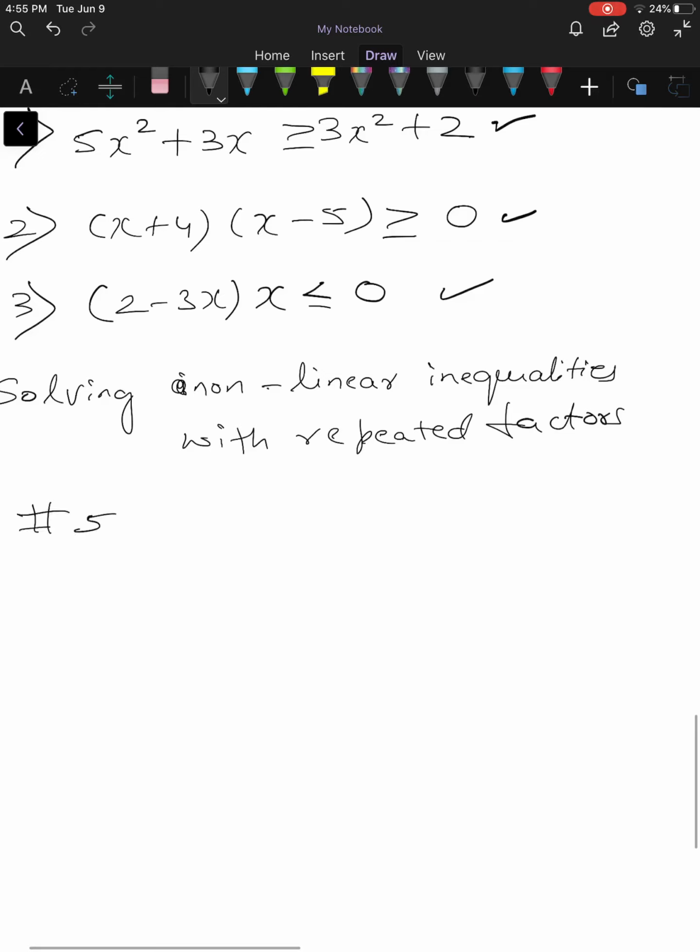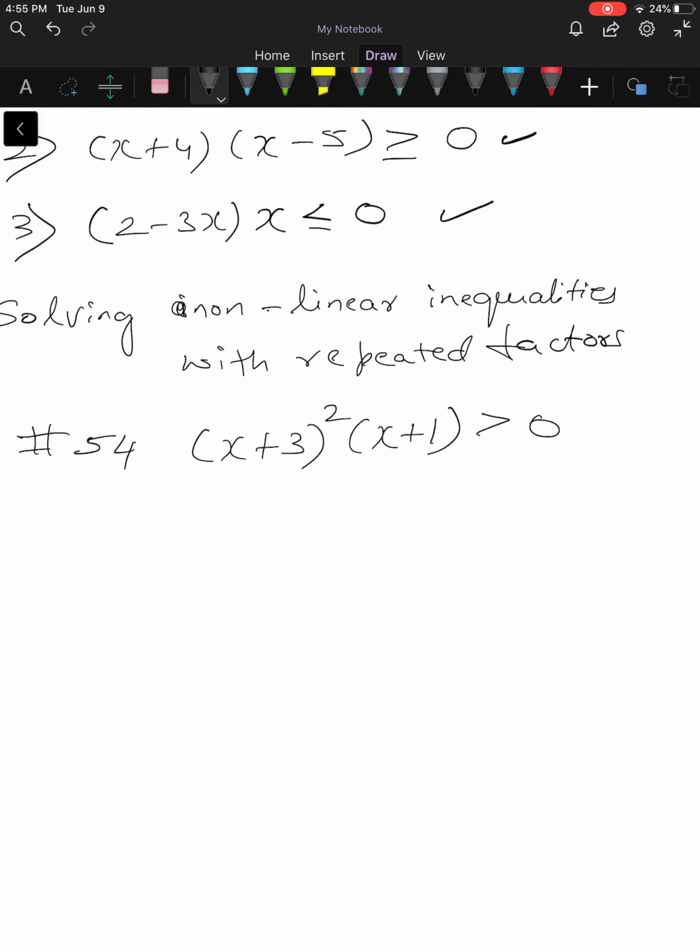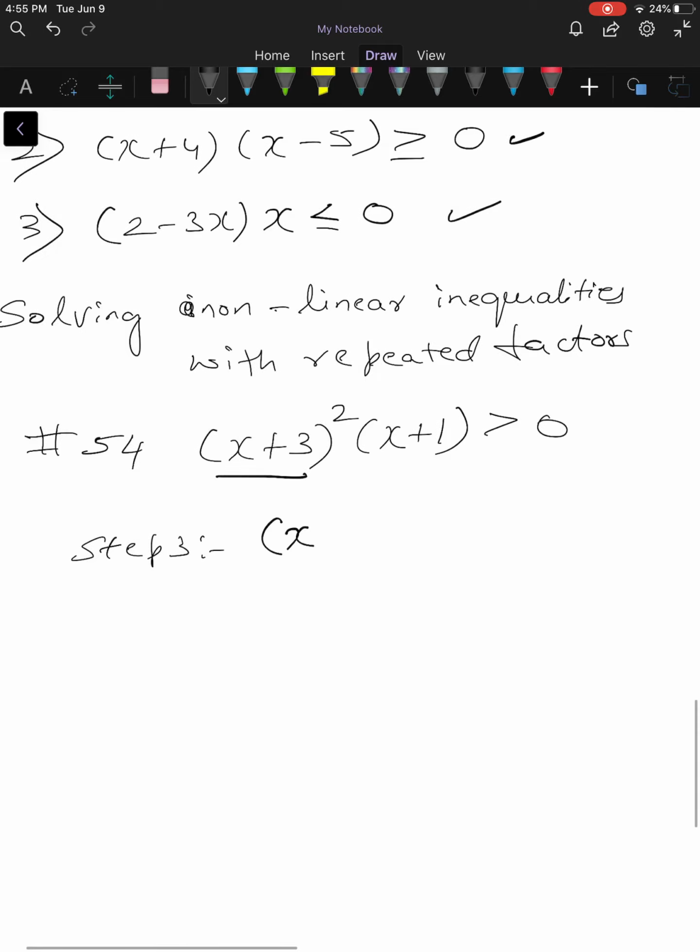I have considered number 54 of your exercise. If I have x plus 3 the whole square times x plus 1 greater than 0, this is already factorized as well as all terms are on one side, so you can skip the first two steps. The next step was step 3, to equate all the factors to 0. It is okay if you consider without powers. So if x plus 3 is 0 and x plus 1 is 0, x would be negative 3 and x would be negative 1.